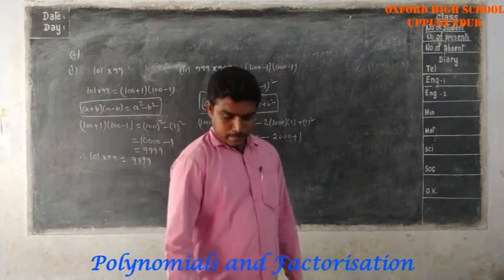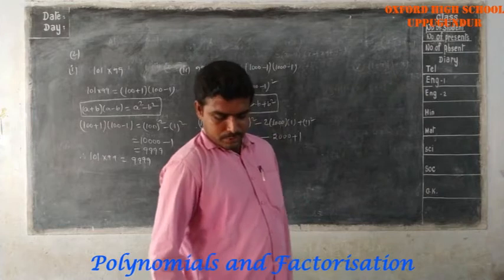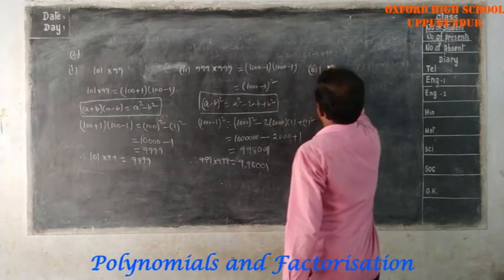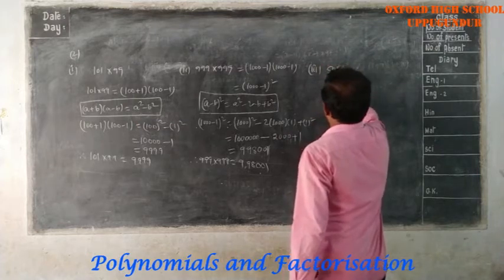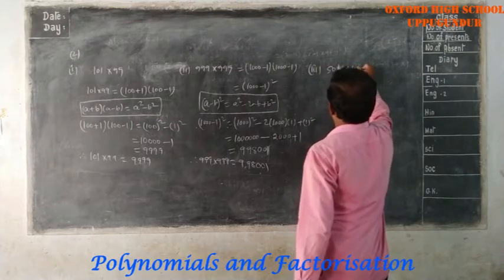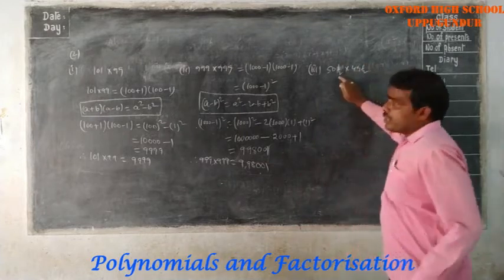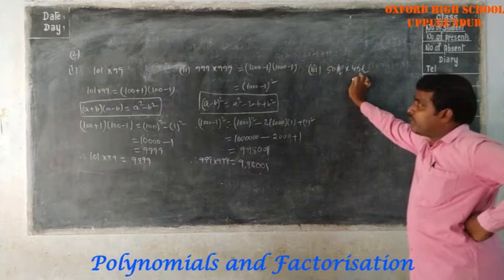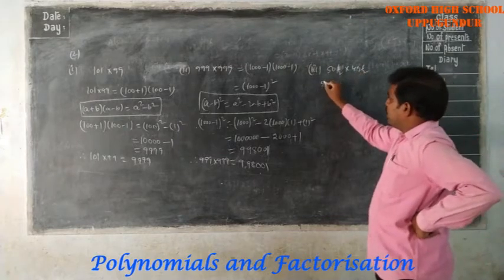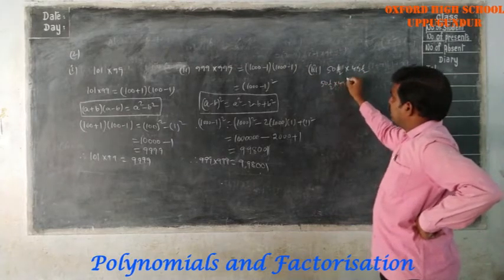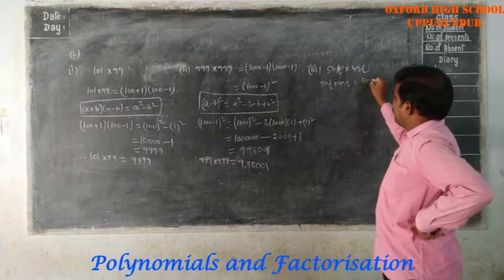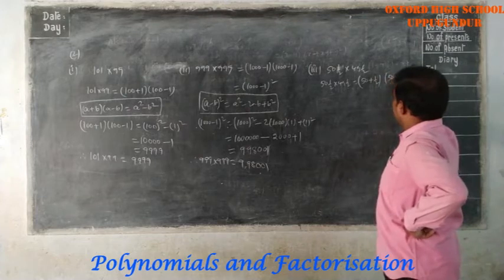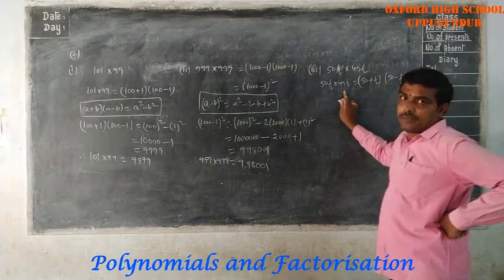Next problem. Third one. 50 and half into 49 and half. So 50 plus half you will get 50 and half. 50 minus half you will get 49 and half. So this you can write as 50 and half into 49 and half equals 50 plus half into 50 minus half.